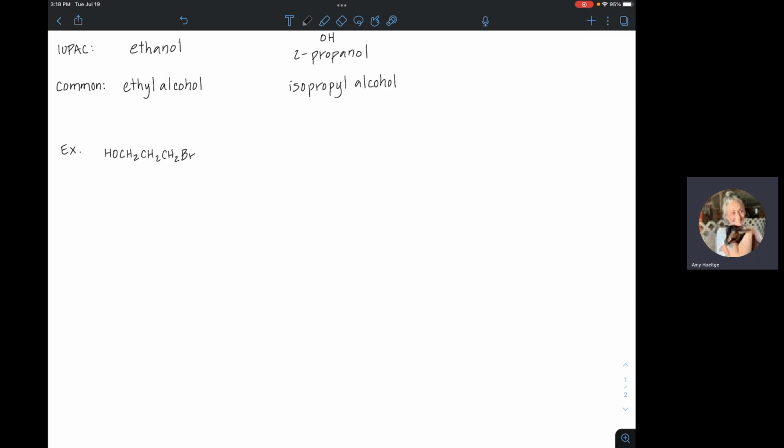So in this instance, then we're going to count in this direction. 1, 2, 3. And so we're going to name this thing 3-bromo. And remember to put a hyphen between the 3 and the bromo. Dash 1 dash propanol.